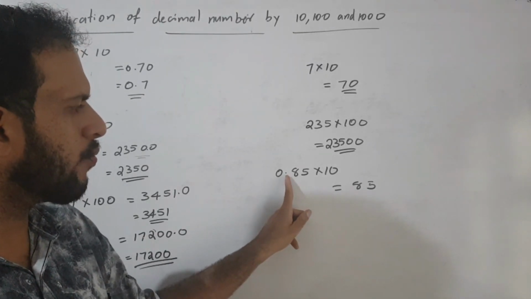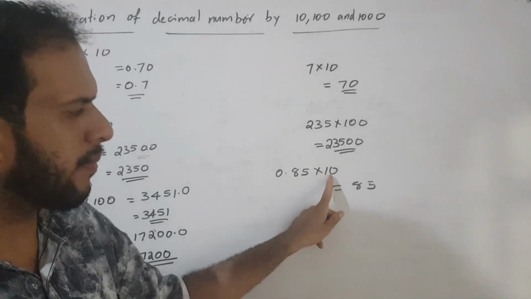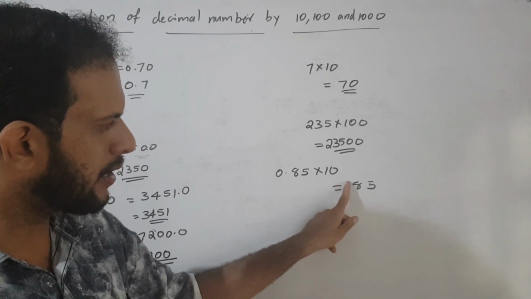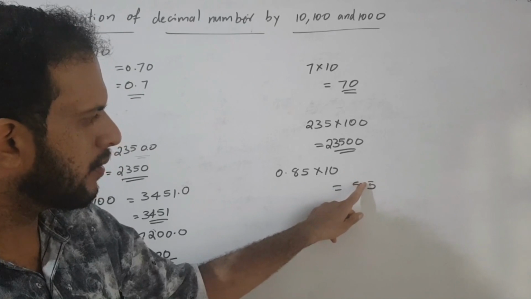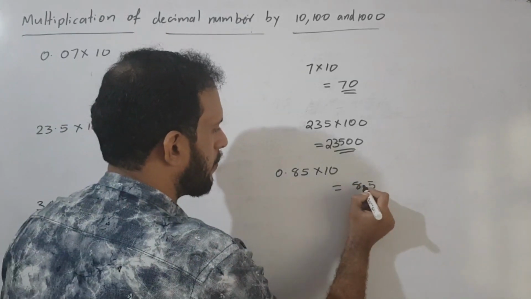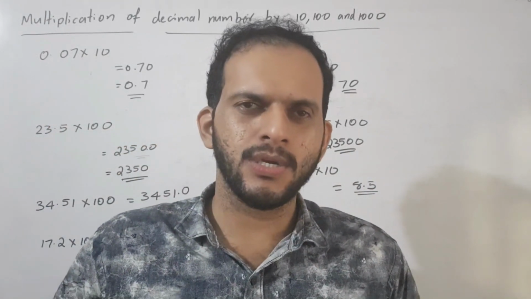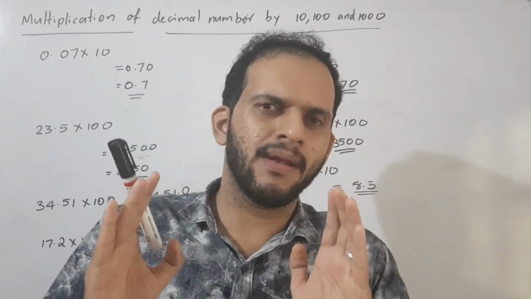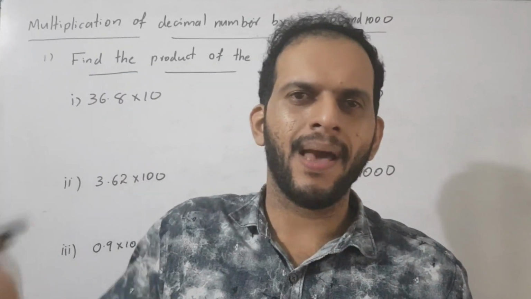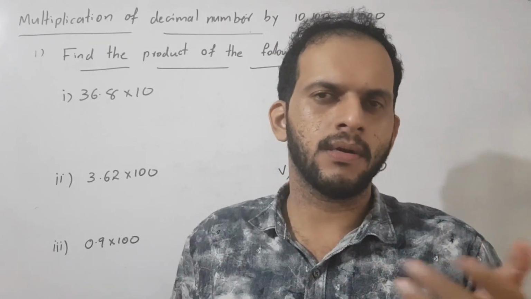So this decimal point moves back how many steps? One step. The number of 0 is only 1. Then here the decimal point needs to move only one step. So the answer is 8.5. This is very easy to find the multiplication of a decimal number by 10, 100, 1000, 10,000 like that. Here we apply the idea of how to multiply a decimal number by 10, 100, 1000 like that.